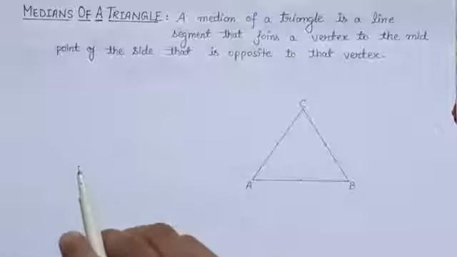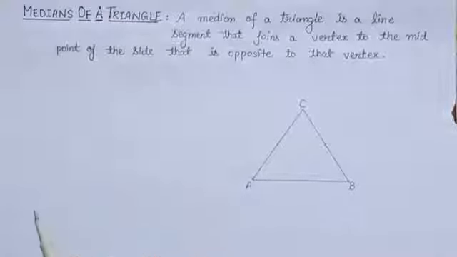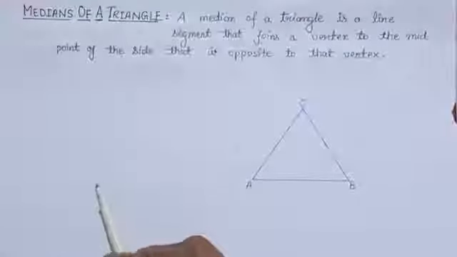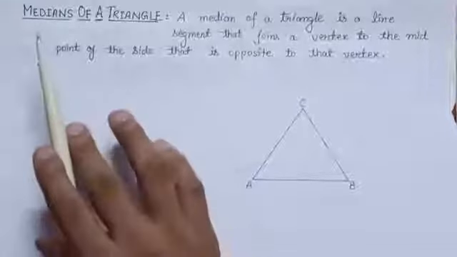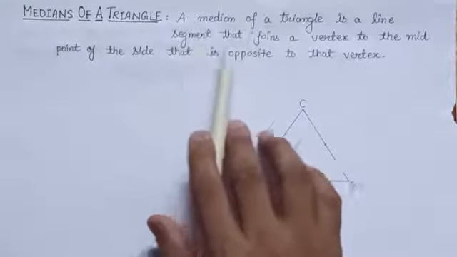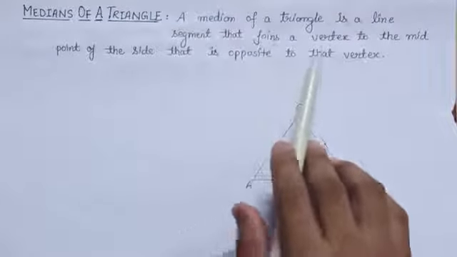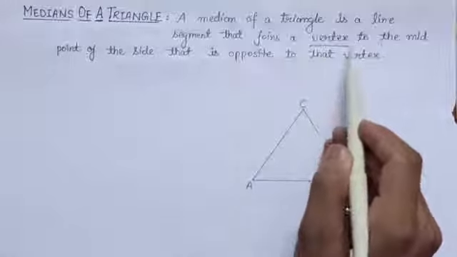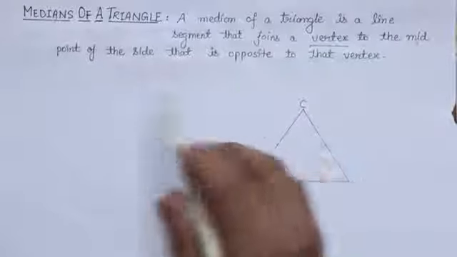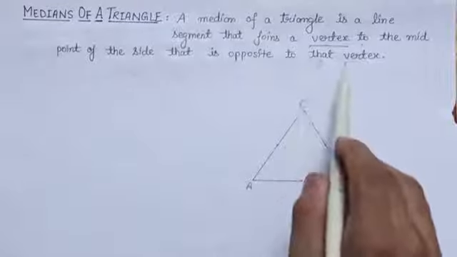Till now students, you have learned what is a triangle and what are the various types of triangle based on the length of the side and measurement of its angles. Now we will see what are the medians of a triangle. A median of a triangle is a line segment that joins a vertex to the midpoint of the side that is opposite to that vertex.